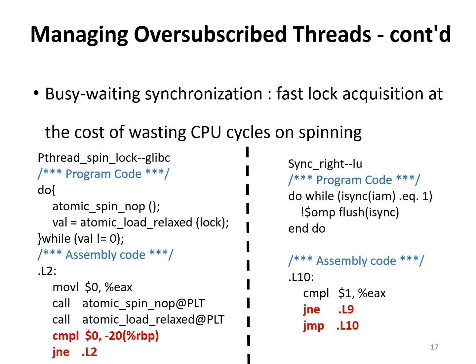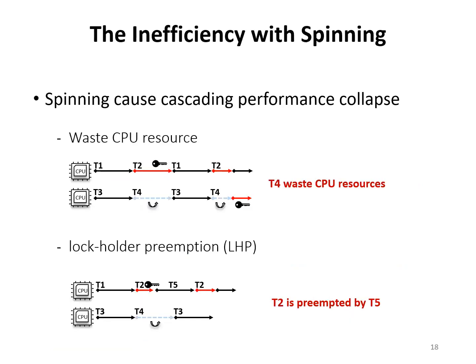Compared with blocking synchronization, busy waiting synchronization provides fast lock acquisition at the cost of wasting CPU cycles on spinning. The busy waiting threads repeatedly check to see if a condition is met without relinquishing the processor. When threads are oversubscribed and spinning threads are placed with other threads doing useful work, spinning can burn CPU time that can be used for useful work. Oversubscription also brings the lock holder preemption problem.